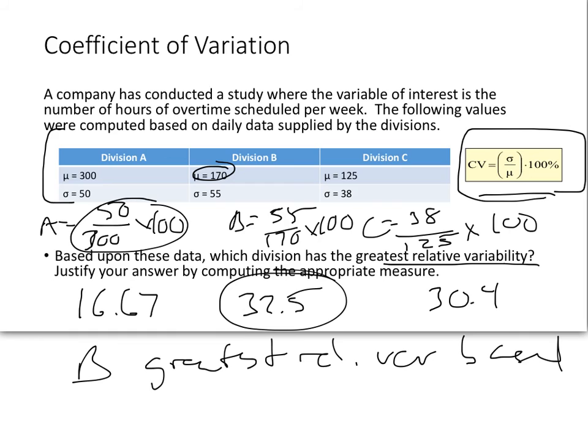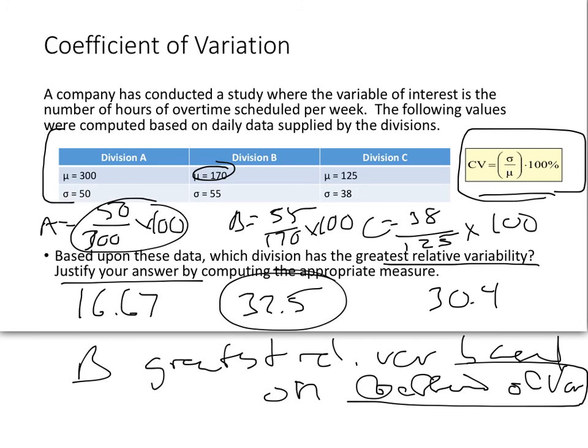Based on the coefficient of variation. When you look back at the question, justify your answer. The justification is that we're basing it on the coefficient of variation. So there is some calculation involved, not just intuition or guessing. We're saying based on this calculation, we're comparing the relative variability of each of these plants, and their typical results, mu and sigma. We come up with plant, or division B, has the greatest relative variability.